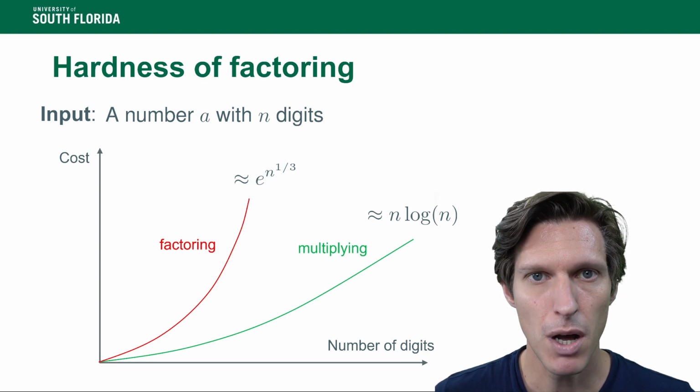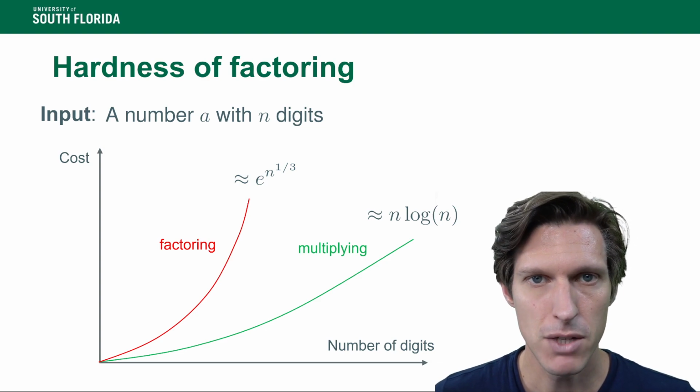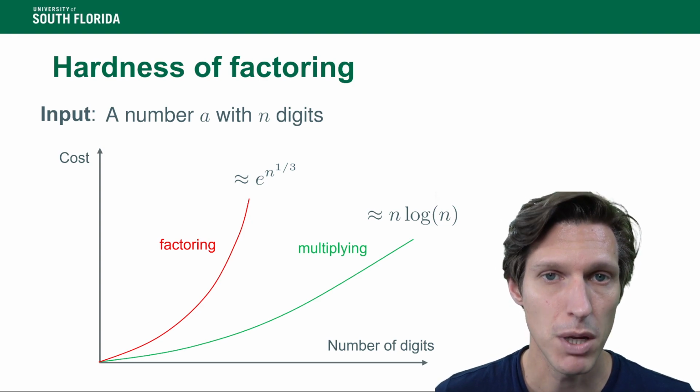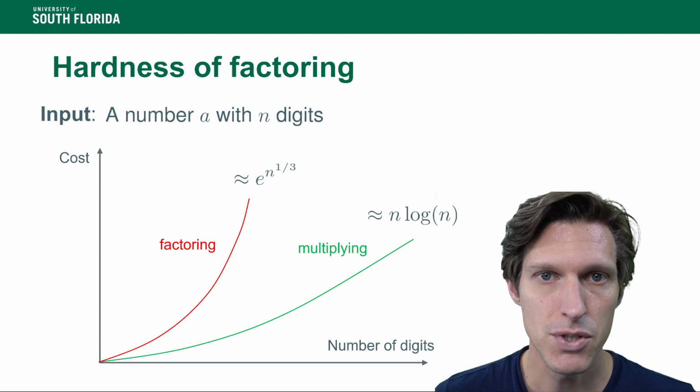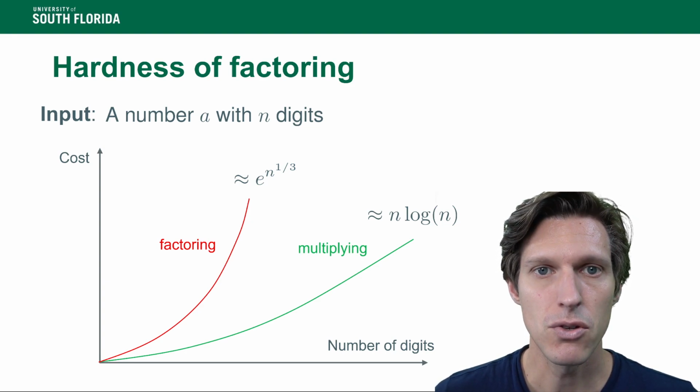So this observation is really at the heart of asymmetric cryptography, where we leverage computational problems such as multiplication and its inverse, the factorization, where one direction is easy and the other direction is hard.